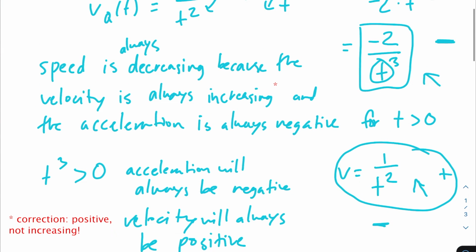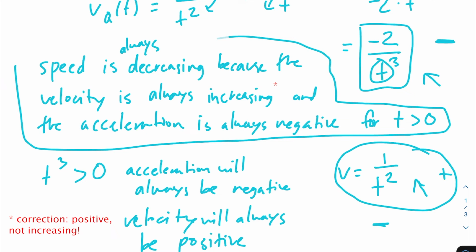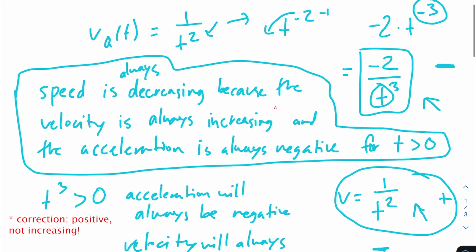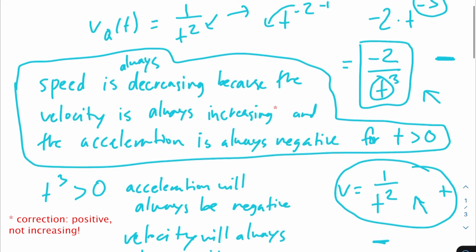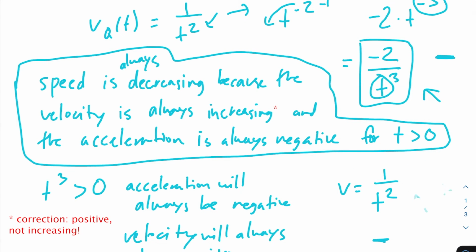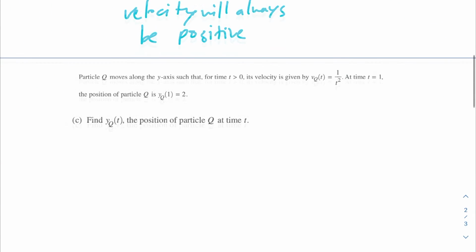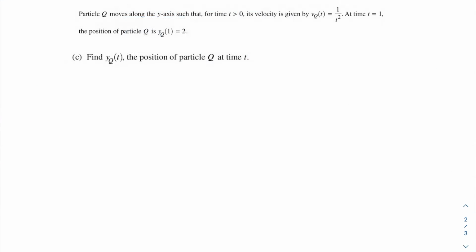This is going to be our final answer for the second part of the question that asks when the speed of the particle is decreasing. The reason why is because of the signs of our velocity and our acceleration. All right, moving on to the next problem.